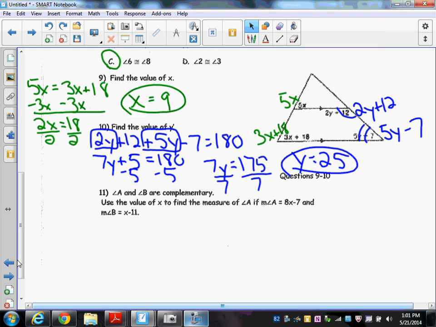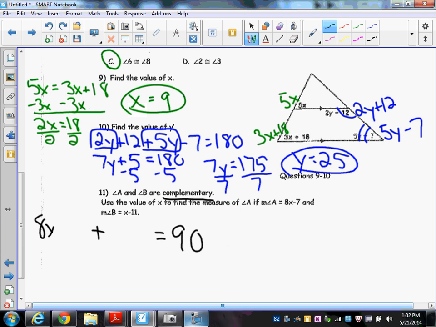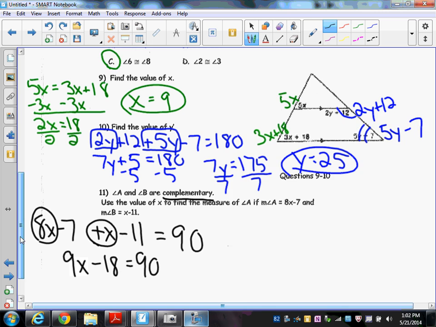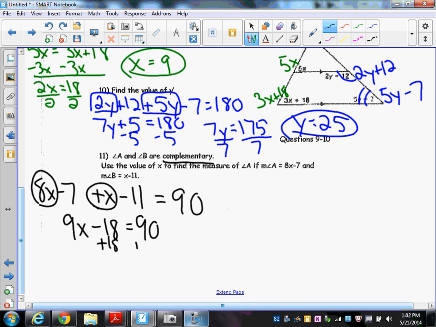The last problem says A and B are complementary. So we're given A and B. Remember, complementary means we add them up and we set them equal to 90. So we have 8x minus 7 and x minus 11. Combining like terms, 9x minus 18 is 90. I'm just continuing to solve it, so 108. And I get x is equal to 12 for the answer.